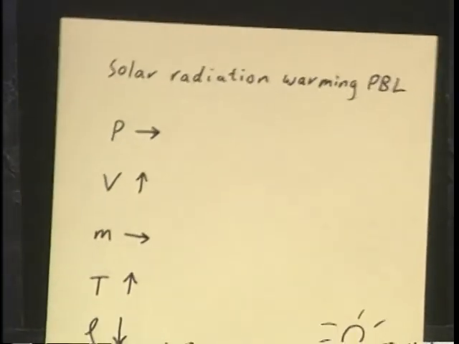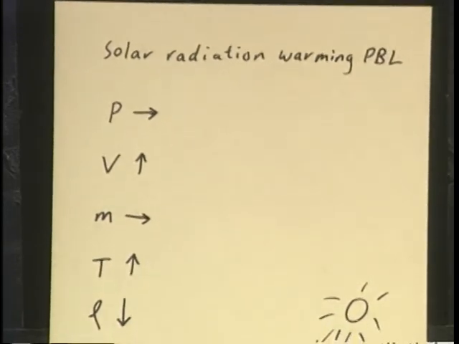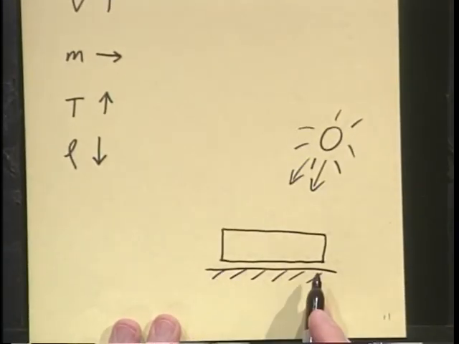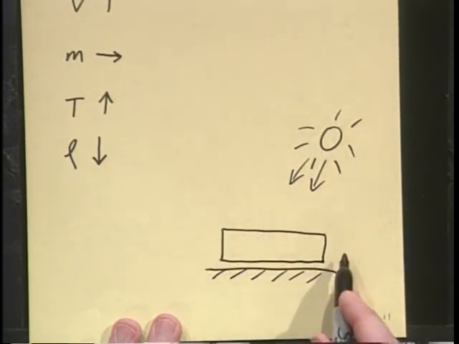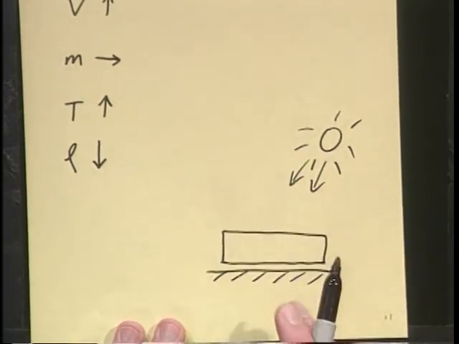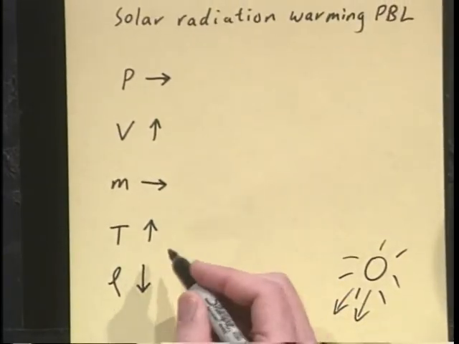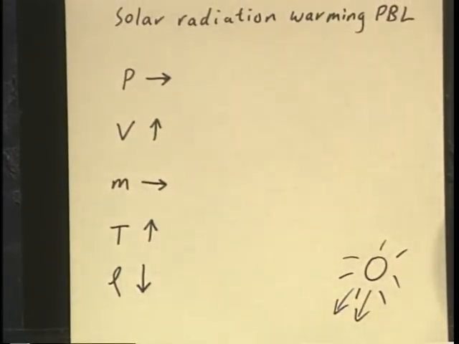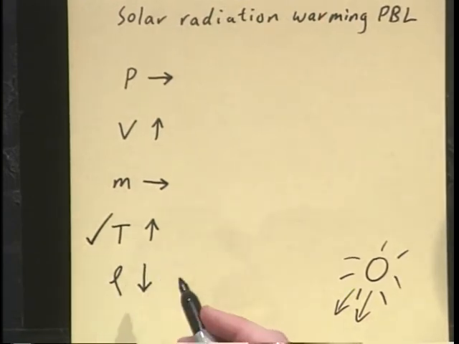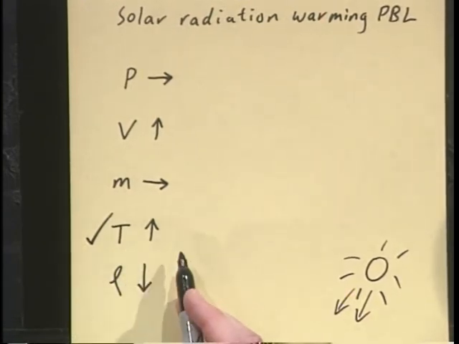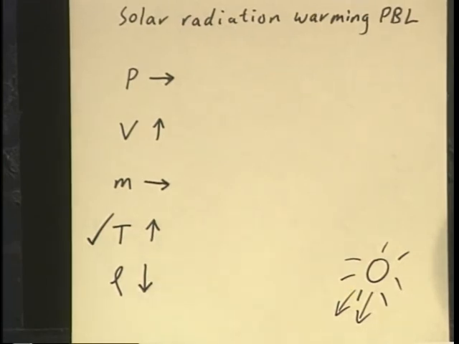Solar radiation warming the boundary layer is next. So we have our surface. This is our air near the surface, and here's the sun warming up this layer of air. We would expect the temperature to go up, a temperature increase, adding that solar radiation. Since the temperature is going up, that air is going to expand.